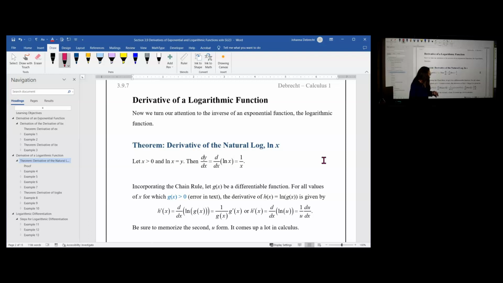There is an error in the textbook. I've noted it here in blue. I think in the textbook it may have f of x or something, but it should be g of x greater than 0.